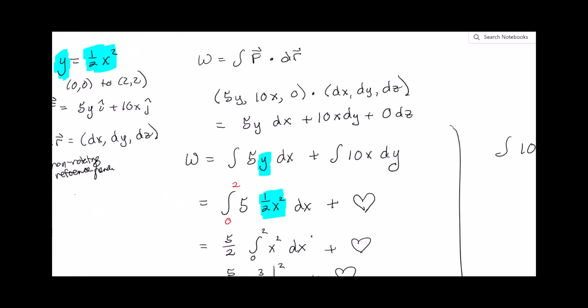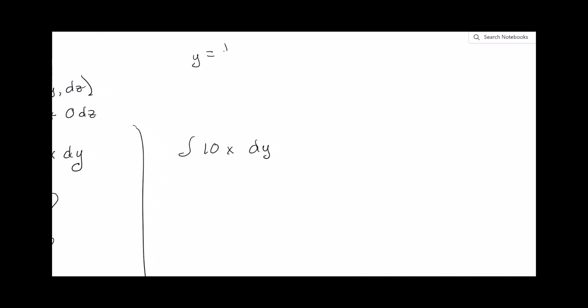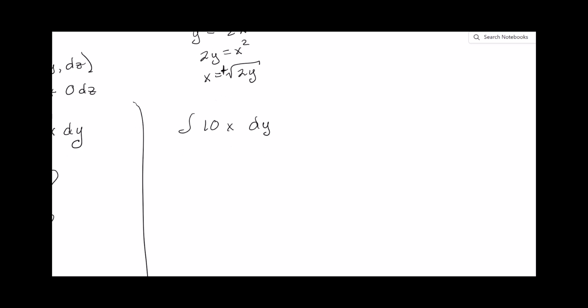Remember, I had y equals 1/2 x squared. So if I solve for x, I've got 2y equals x squared, so x is equal to plus or minus the square root of 2y. I happen to know from the picture that I'm only using the positive root because I'm in the positive quadrant 1. So I actually can stick with just that.